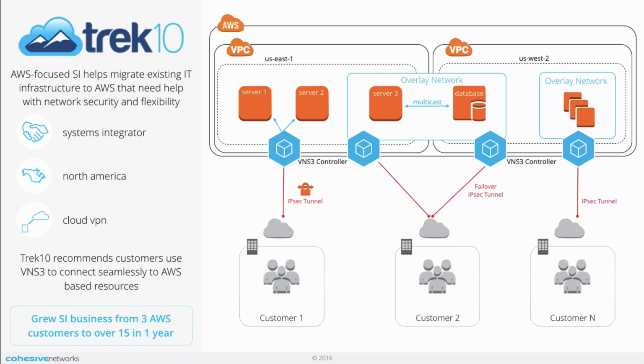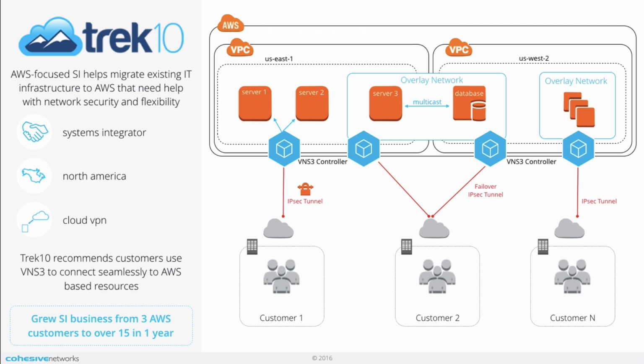Trek 10 is an AWS and Cohesive Networks partner. They're an SI that helps people with existing IT infrastructure move to AWS. Whenever there's a security component, they always recommend VNS3. So this diagram is kind of an example use case. They have customers over to the far right that use an overlay network in a single VPC region to create a sealed, separate network. Even though it's in a multi-tenant shared environment, the overlay network helps them secure and control their resources in the cloud.